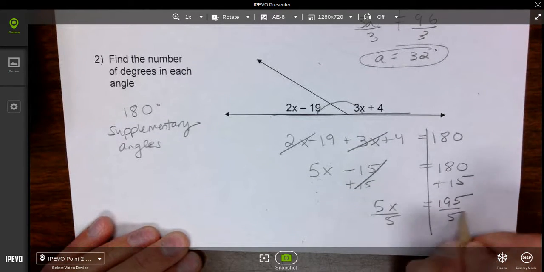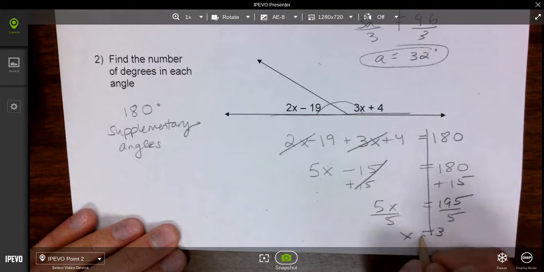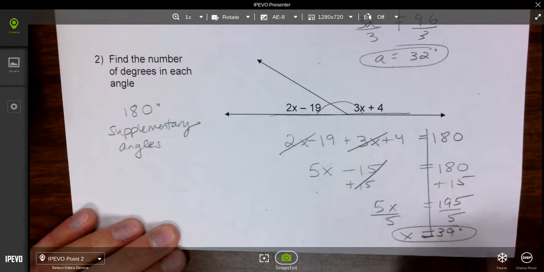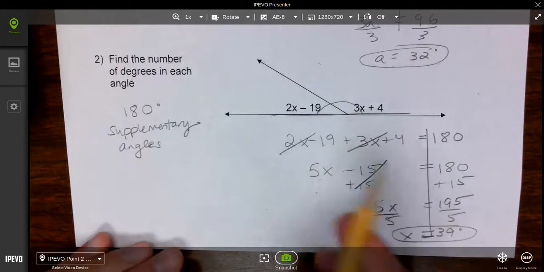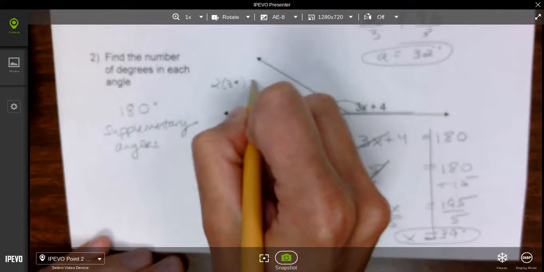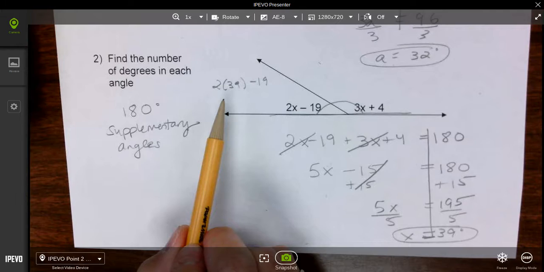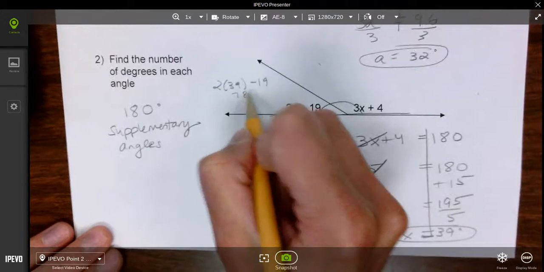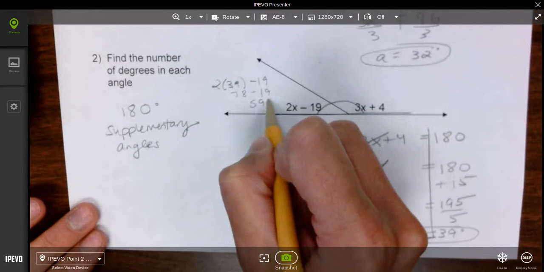Divide each side by 5. When I divide 195 by 5, I get 39 degrees. However, neither of those are just x, so that's going to require substitution for both. So 2 times 39 minus 19. Using order of operations, the first thing I'm going to do is 2 times 39, which is 78. Subtract 19 from it, and I get 59 degrees.